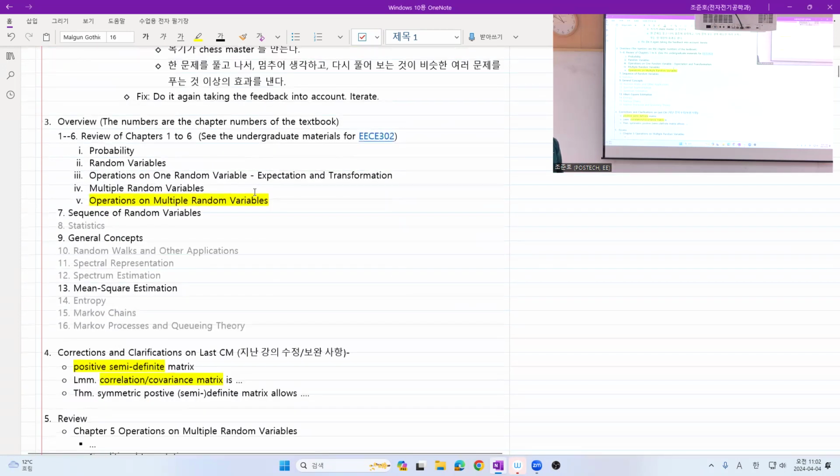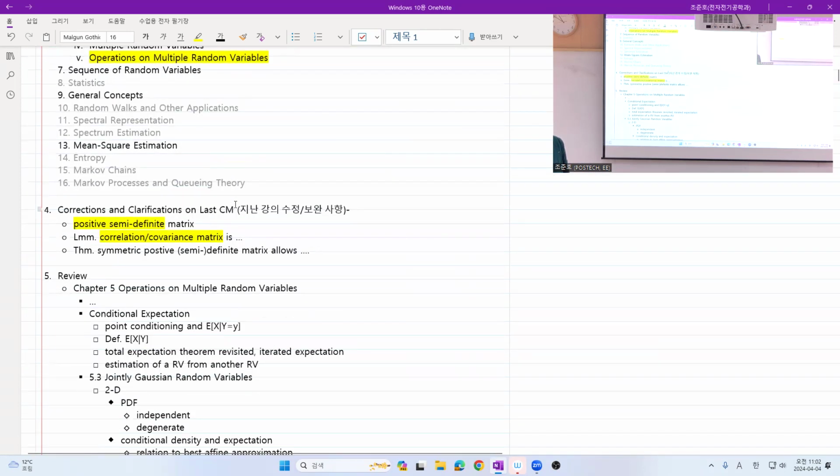Anyway, let's move on to our overview. So we are almost finishing this chapter 5. I hope that today and next class meeting, we finish reviewing the undergraduate part. I have some corrections and clarifications, but nothing is wrong. I need to clarify or add something.